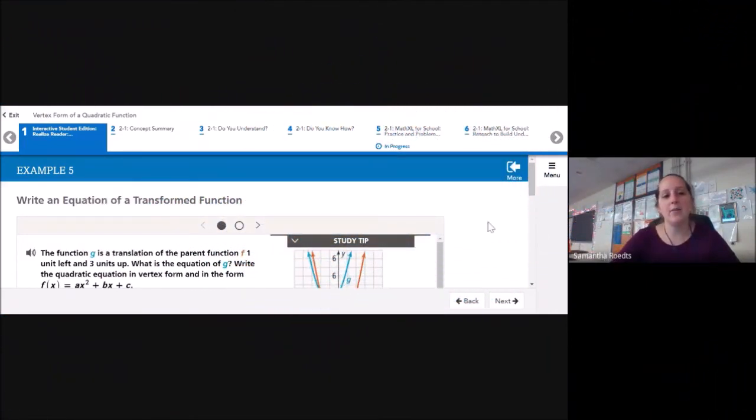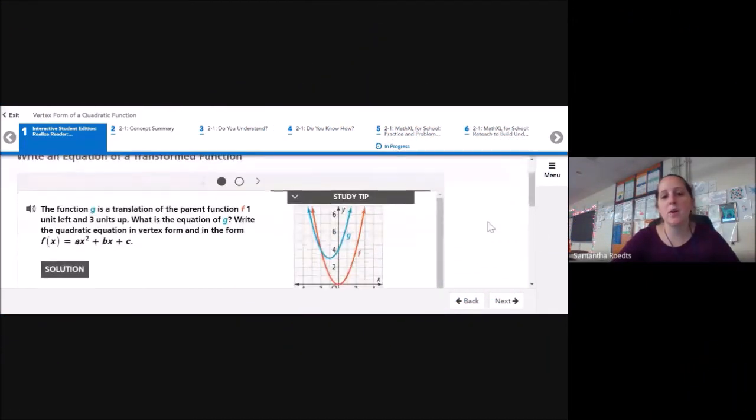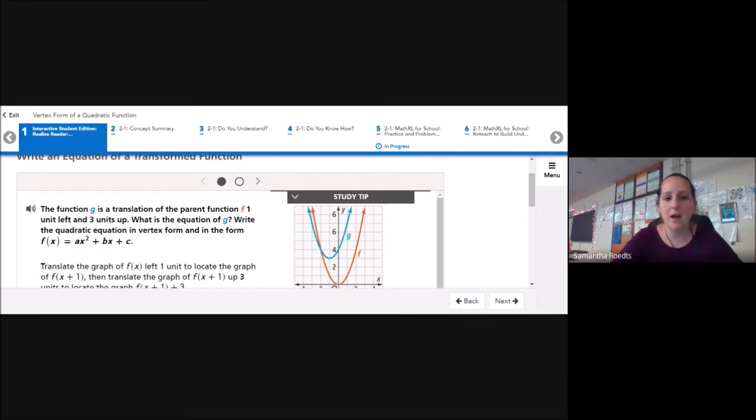All right, example 5. Write an equation of a transformed function. A function g is a translation of the parent function f, 1 unit left and 3 units up. What is the equation of g? Write the quadratic equation in vertex form and in the form f of x equals ax squared plus bx plus c, or standard form. So I go from f to g. I was told 1 unit left, 3 units up. Okay, so that tells me to go left, I have to plus 1. So plus 1 and then plus 3.